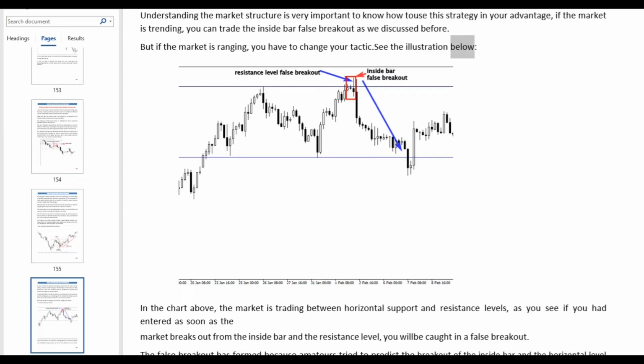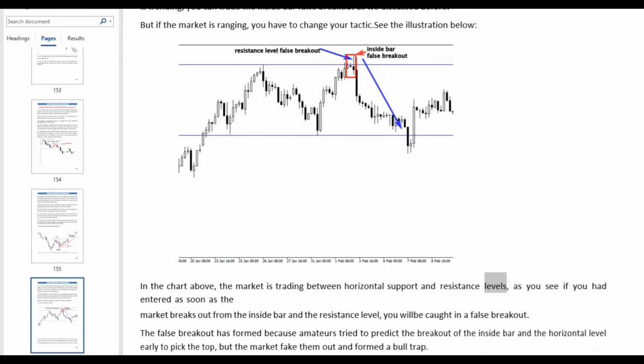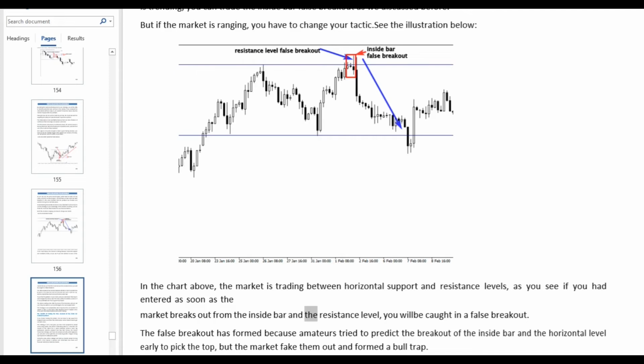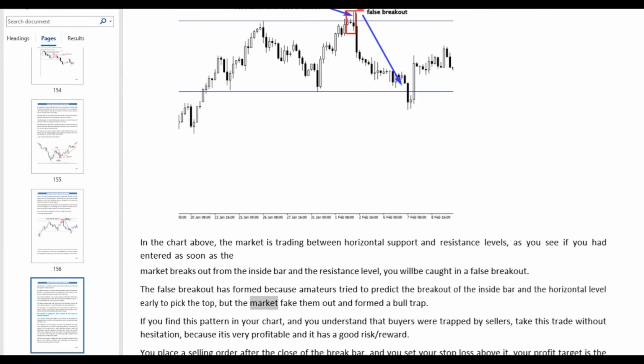See the illustration below. In the chart above, the market is trading between horizontal support and resistance levels. As you see, if you had entered as soon as the market breaks out from the inside bar and the resistance level, you will be caught in a false breakout. The false breakout has formed because amateurs tried to predict the breakout of the inside bar and the horizontal level early to pick the top, but the market faked them out and formed a bull trap.